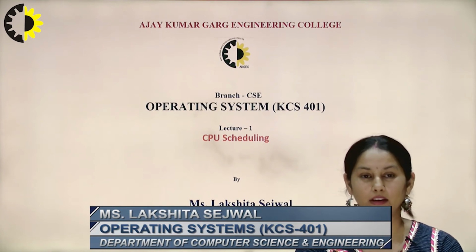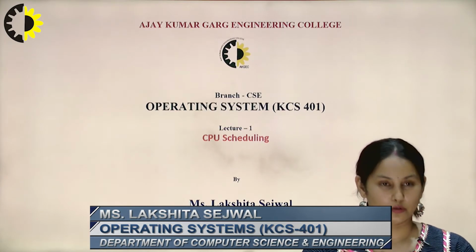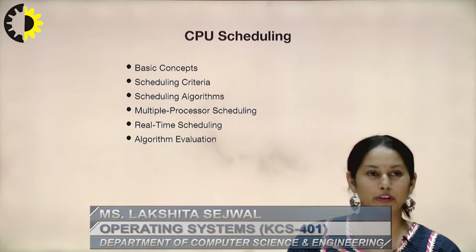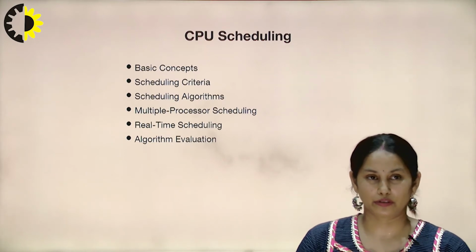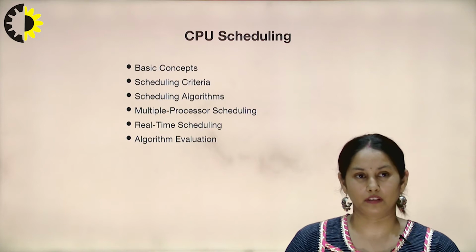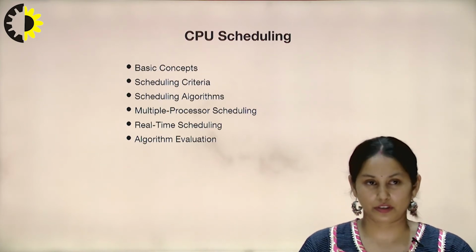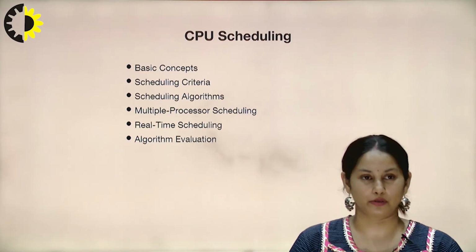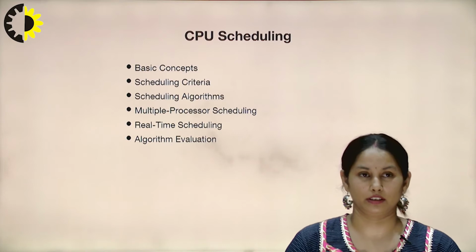Operating system. The code for this subject is KCS 401. So in this lecture, we will learn about the basic concepts, then various kinds of scheduling criteria, what are the various algorithms that have been used in scheduling, then multiple processor scheduling, and then real-time scheduling, and what are the various evaluation criteria of the algorithm.